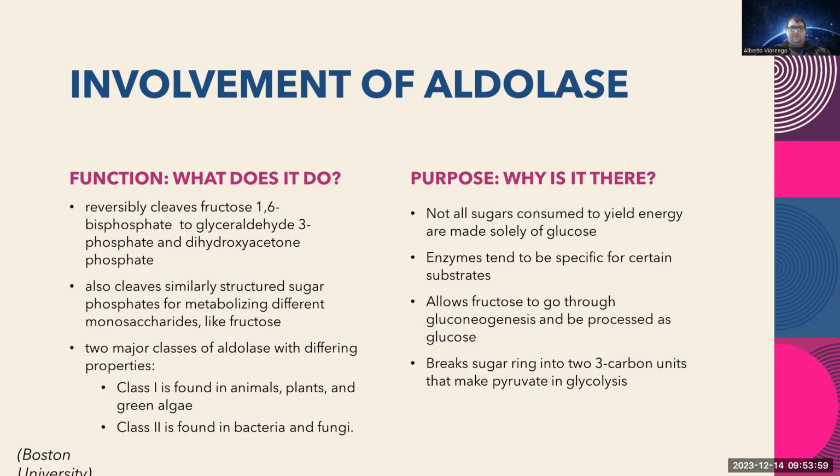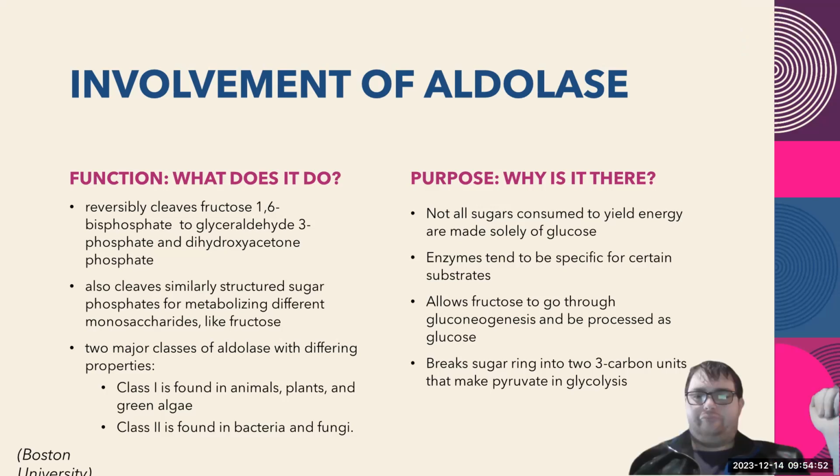There are two major classes of aldolase. Class 1 is found in animals, plants, and green algae. Class 2 is found in bacteria and fungus, like mushrooms and yeast. Now, it's important to note that aldolase reversibly cleaves. Aldolase doesn't just go one way; it also can reverse the process, so it plays a role in gluconeogenesis as well. Its main purpose is to break the sugar ring into the 3 carbon units that eventually become pyruvate. And of course, in the reverse, it binds the sugar ring from the precursors that would make pyruvate.